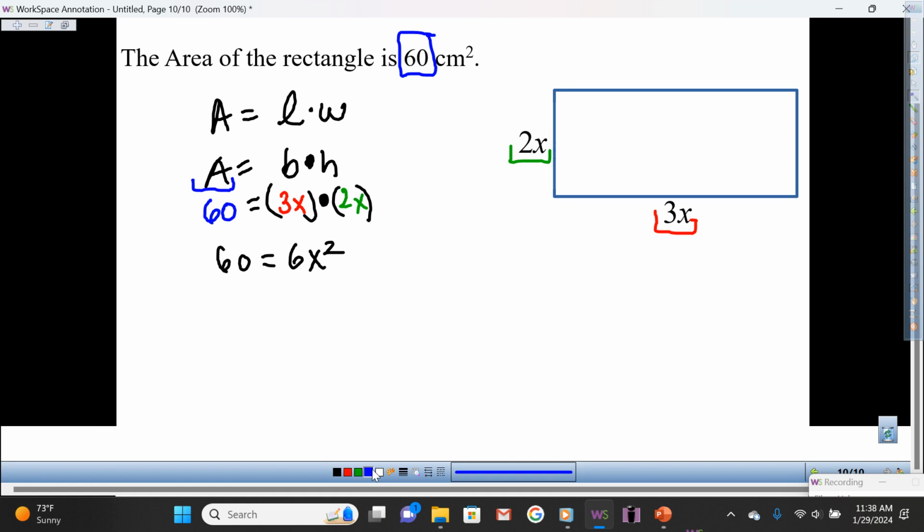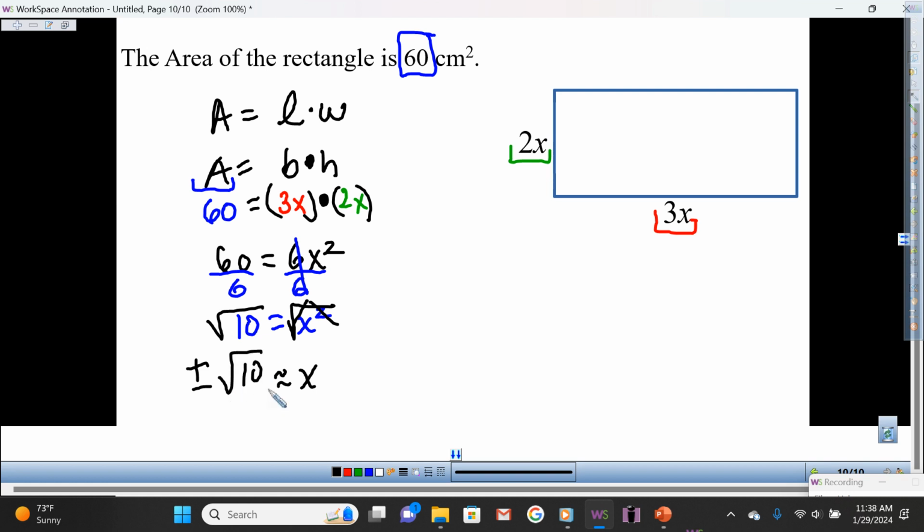Anthony, next step. Divide by 6, because we need to leave x squared by itself. That leaves us with 10 equals x squared. Next step, Rylan, go. Square root. This cancels this. And then we got approximately x equals plus or minus square root of 10.